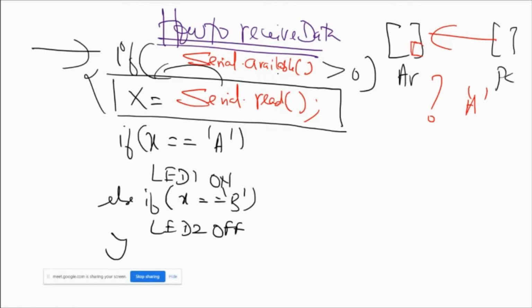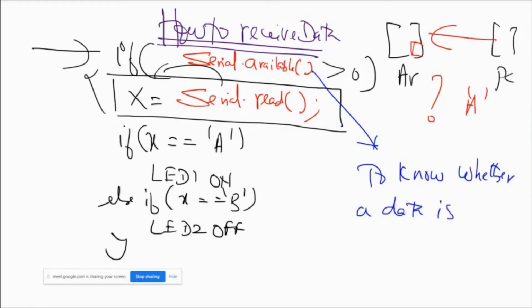This available function is used to know whether data is available to read. What does it mean? Only when the PC has transmitted something, I will read. Otherwise, I don't read. This function is used to read data.